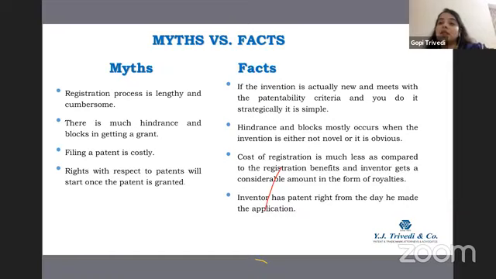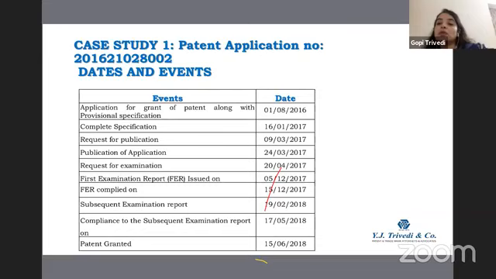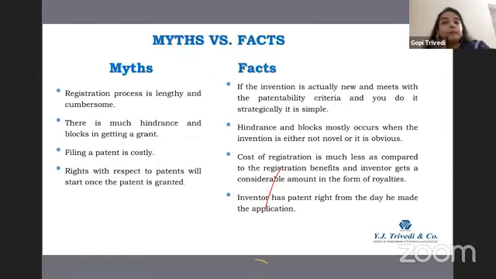But if the invention is really new and it has patent, the grant took place in 2018 June, so it was less than 2 years. So my point is it is possible and it is not lengthy. There is much hindrance and blocks in getting a patent. It is not so.